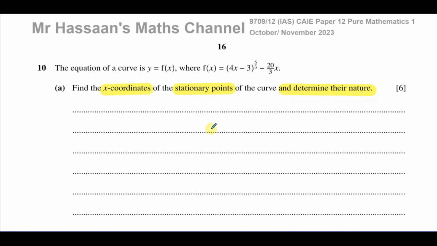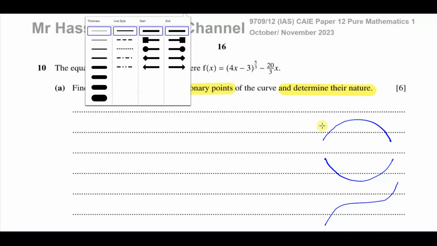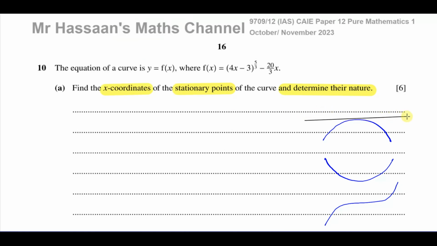Now, what does it mean by stationary point? A stationary point is a point of zero gradient. You can either have a maximum, when the curve turns like this, or a minimum, where the curve turns like this, or a point of inflection, which could be this way or the other way around, where the graph has zero gradient for an instant and then goes back up the same way it was going. Most stationary points we will face would be either maximums or minimums.